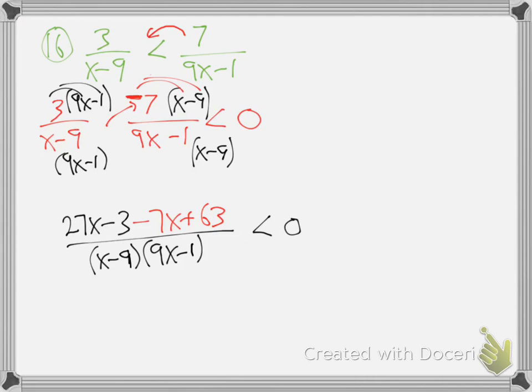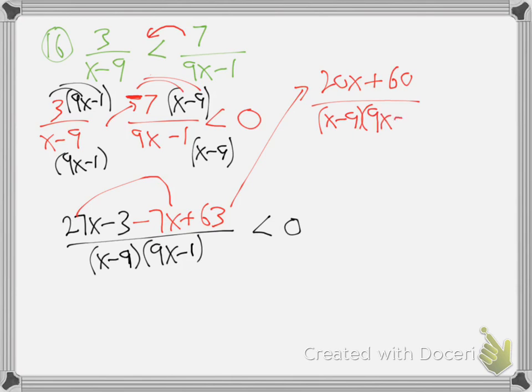We good? Everybody see that? So then just combine terms there. We're going to get 27x minus 7x, so it's 20x plus 60. Oh, it's getting a little sloppy. Let me bring it over here. So 20x plus 60 over (x minus 9)(9x minus 1) less than 0. So that's all of step 1. That's the end of step 1. Now, you could factor the top. You don't have to. It doesn't really matter.